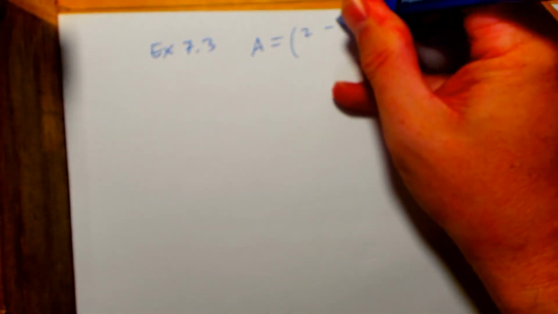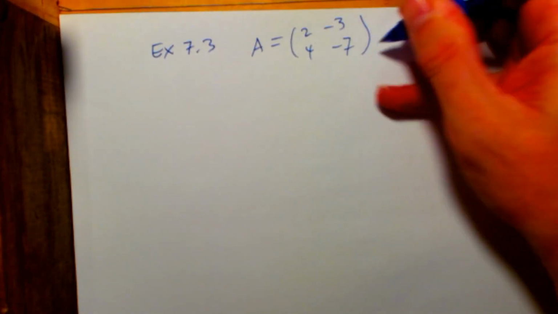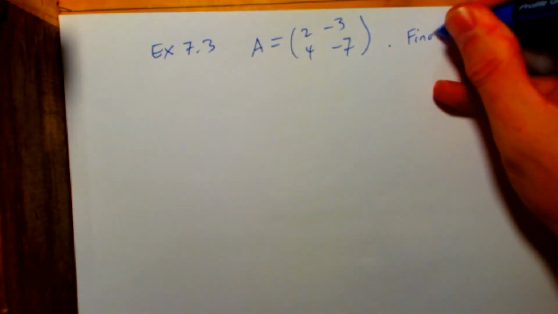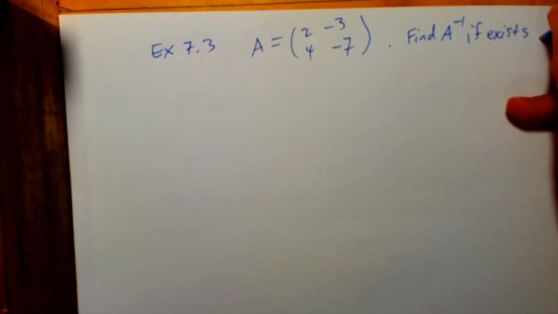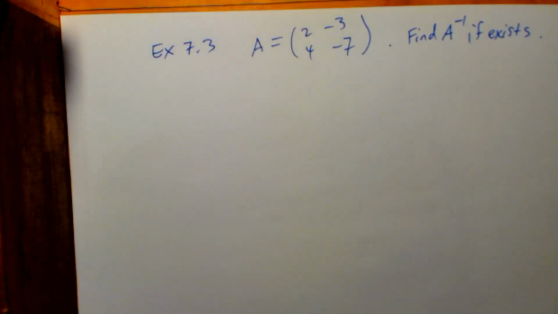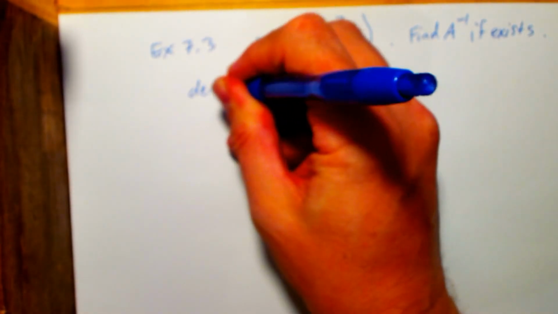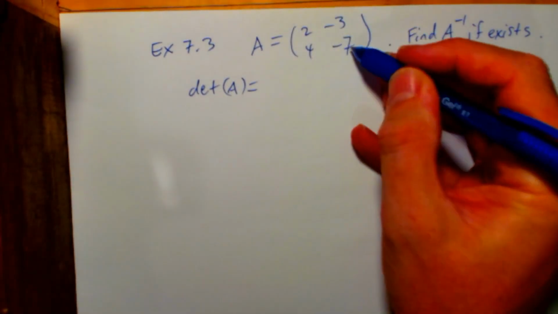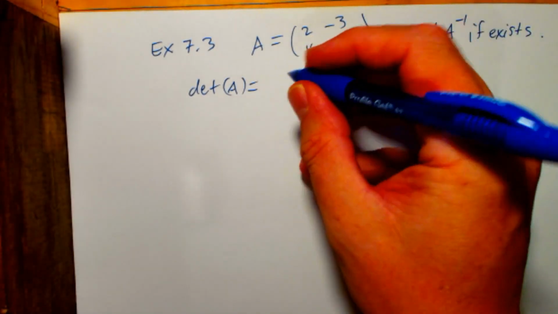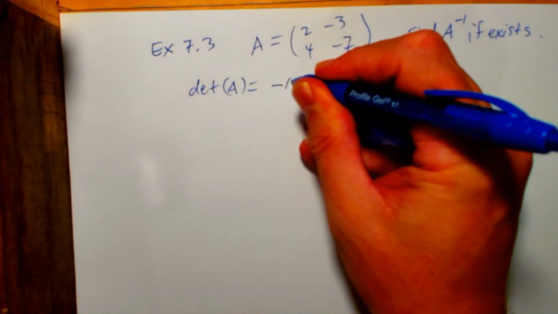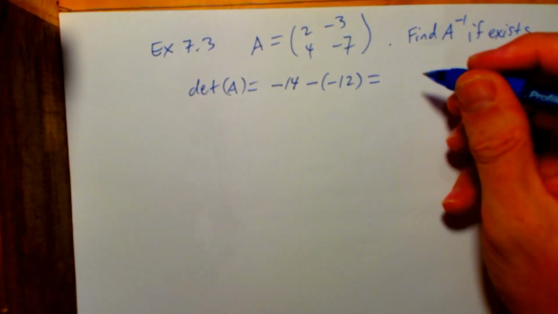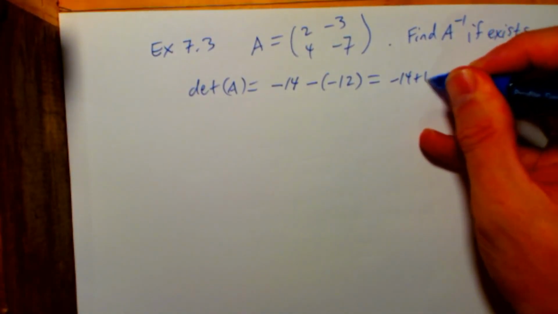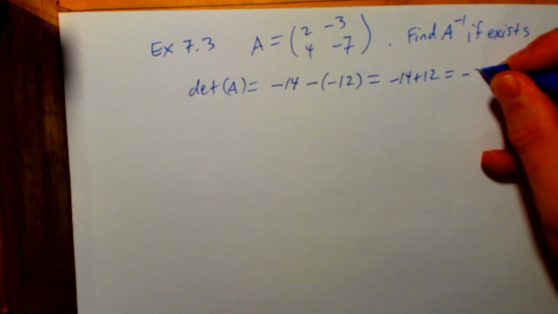So we've got a matrix A equal to [2, -3; 4, -7]. And the question says find A inverse if it exists. Okay, so let's work out whether it exists first by taking the determinant. So det of A is equal to the product of the diagonal elements subtract the product of the off diagonal elements. So minus 14 subtract minus 12, which is equal to minus 14 plus 12, and that's minus 2.